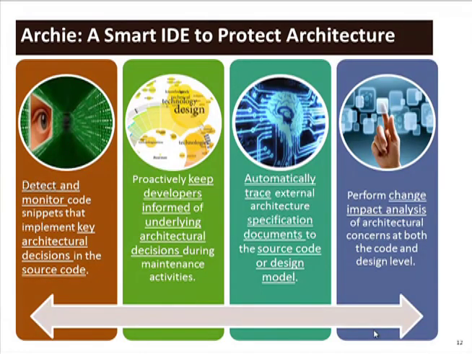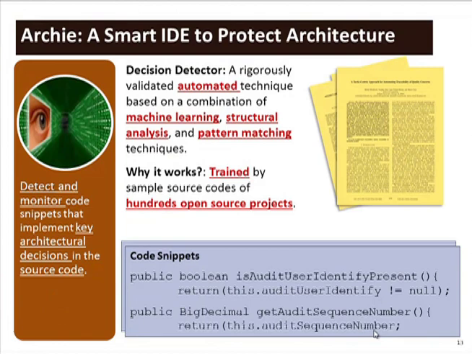Archie has several features, and I'm going to talk about them. The first feature is about detecting and monitoring code snippets that implement key architectural decisions in the code. So what we have done is develop a decision detector. What is that decision detector?